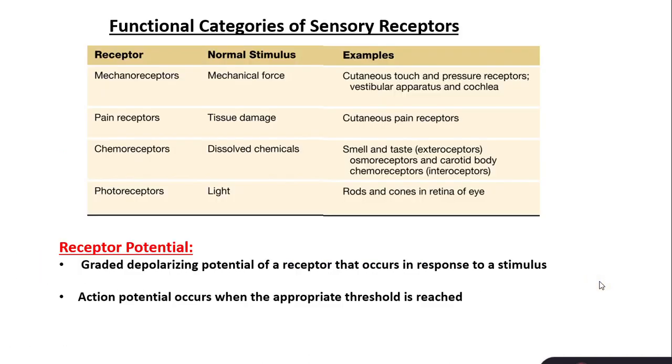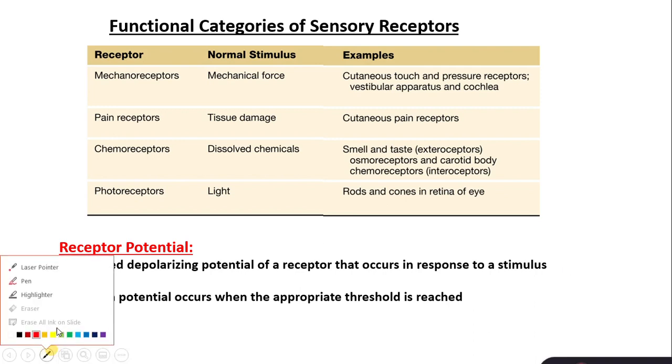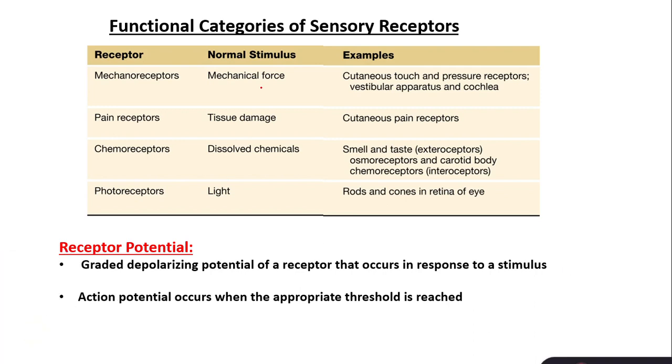Now, the receptors are classified into different categories. We have the mechanoreceptors, and they respond to a mechanical force, like for example touch, like vibration, which is the hearing receptors found in the inner ear. They are kind of mechanoreceptors because they respond to vibration or movement.